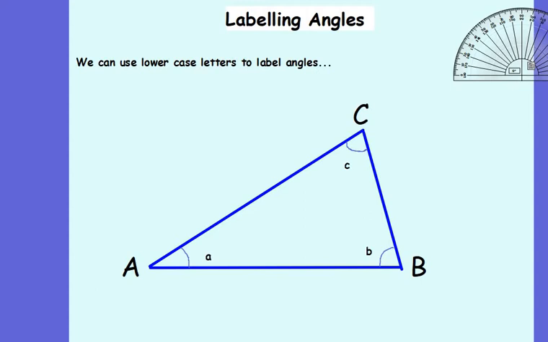So we've used this notation to label line lengths. However, we also need to be able to label angles. Now we can label angles using lowercase letters as I've shown in the diagram. So at point A, I've got an angle here and I've called it little a. For point C, I've got an angle and I've called it little c. And for point B, I've got an angle within my triangle and I've called it little b. So that's one notation you'll often see.